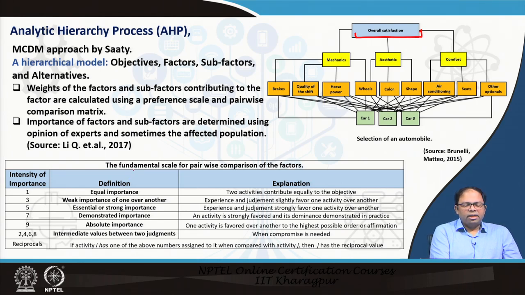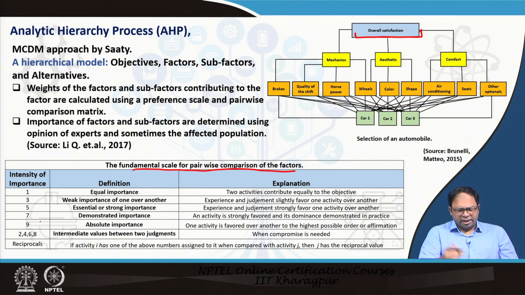We call it a fundamental scale for pairwise comparison of factors, where from 1 to 9 we have different scores as per intensity of importance. 1 is equal importance, where two activities contribute equally to the objective, whereas 9 is absolute importance, where one activity is favored over another to the highest possible order, and in-between scores are like that. And if it is 1 by 9, which is the reciprocal, that means if one activity is maximally preferred, the other activity is least preferred.